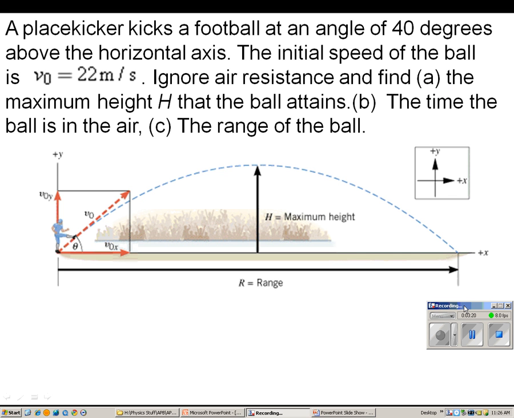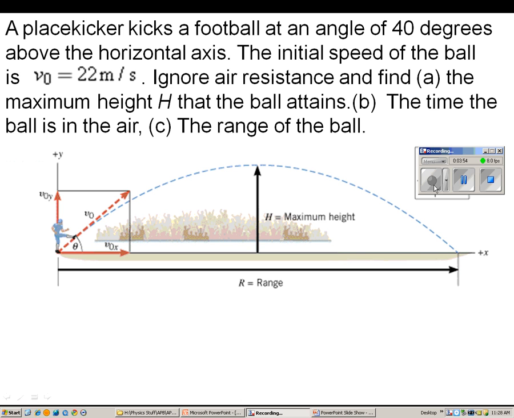It says a place kicker kicks a football at an angle of 40 degrees with a horizontal axis. The initial speed of the ball is 22 meters per second. Ignore air resistance and find the maximum height h that the ball attains, the time the ball is in the air, and the range of the ball. Now, we have to realize that this initial velocity is at an angle, so we have to break it up into its x-y components. So we'll do that first. The second thing we have to realize is question A, the maximum height is really only up to the top. Okay? So we're going to go ahead and solve this problem.